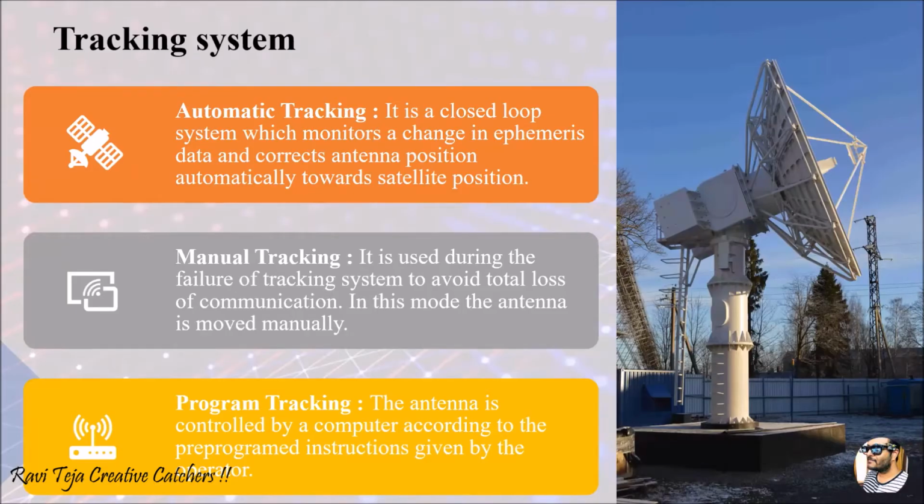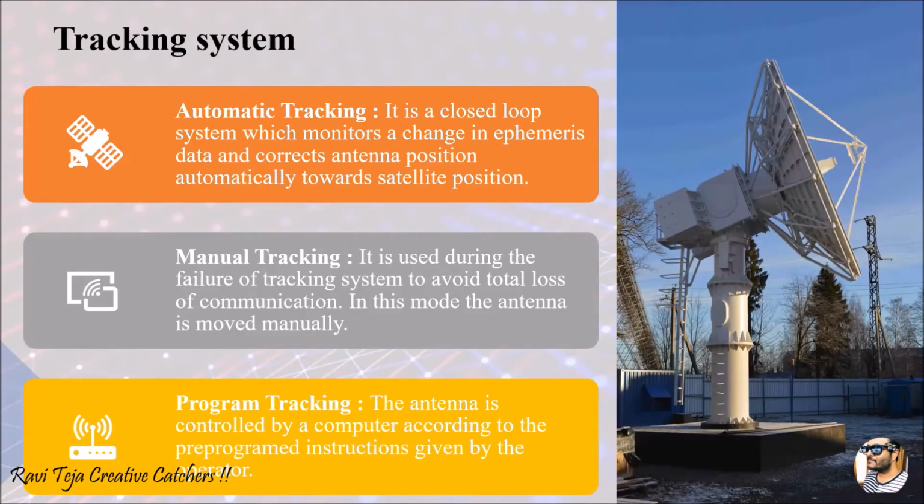Now let's see what this automatic tracking is. Automatic tracking means it is a closed loop system which monitors a change in ephemeris data. Ephemeris data means the data which is related to a particular satellite. It is a closed loop system which monitors the change in ephemeris data and corrects the antenna position automatically towards the satellite position.